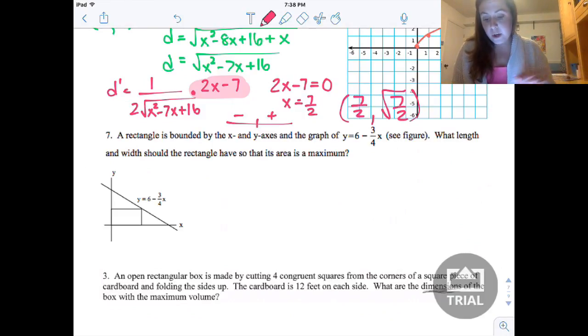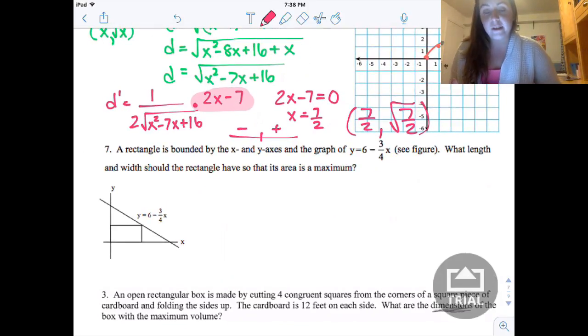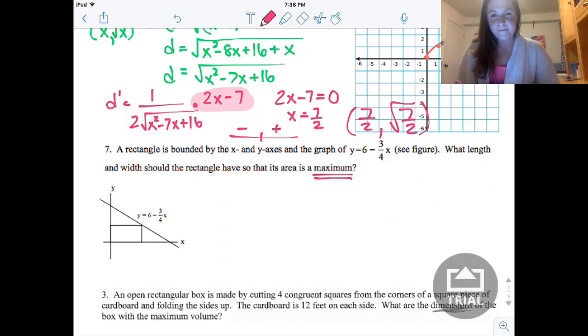So this one says a rectangle is bounded by the x-axis and the y-axis, and the graph of y equals 6 minus 3x. And they gave you a figure, which was nice. What length and width should the rectangle have so its area is a maximum? As soon as I see this, I know this is optimization, right? Area max. Okay, so I need to maximize area.